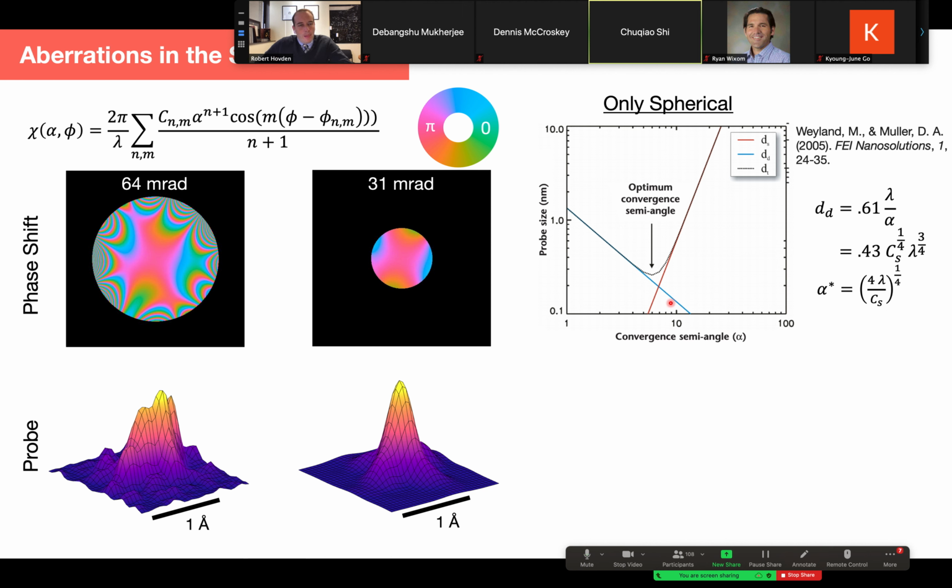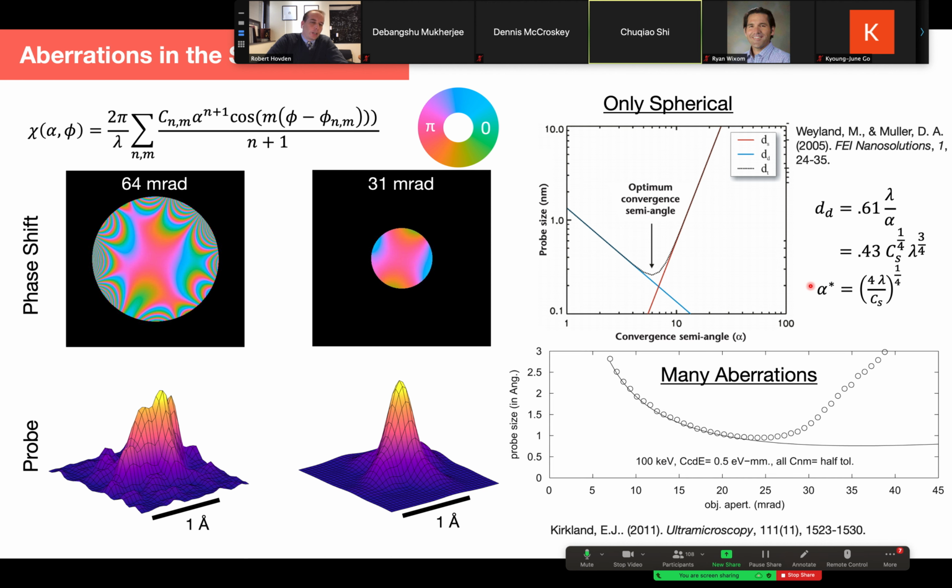Higher resolution. But there's a trade-off where eventually aberrations come in and they degrade the probe size, making the probe size larger. So the blue curve here is the diffraction limited resolution, and the red curve here is the probe size due to spherical aberration alone. And there'll be an optimum convergence semi-angle somewhere in between. In the case of spherical aberrations, you can analytically determine what this optimal semi-convergence angle is. Here it's shown as alpha, and it's inversely related to the spherical aberration. So if you have higher spherical aberrations, then you'll need a smaller convergence angle.